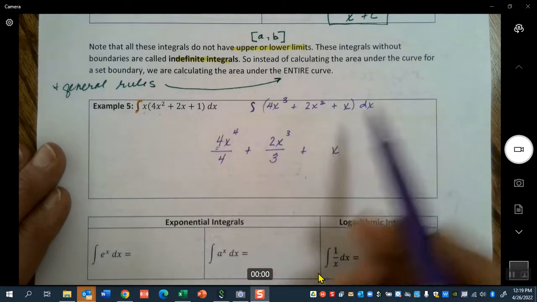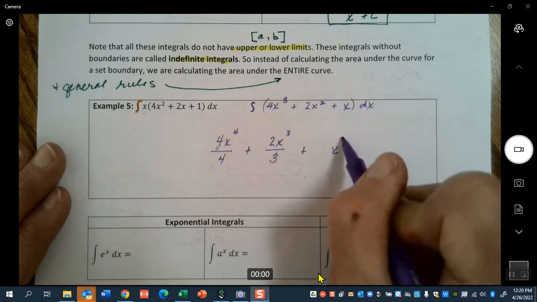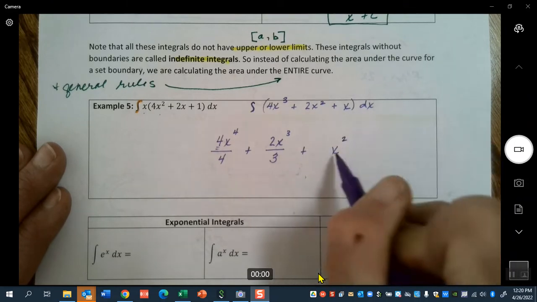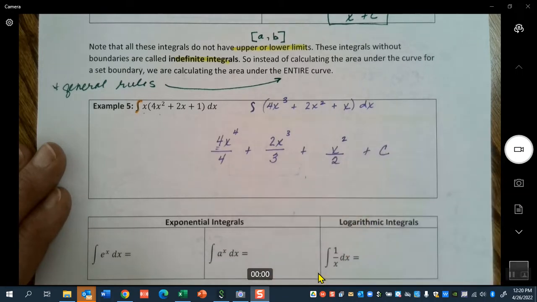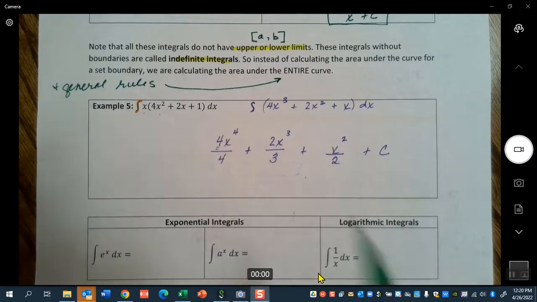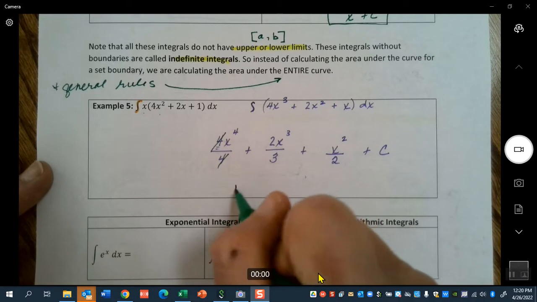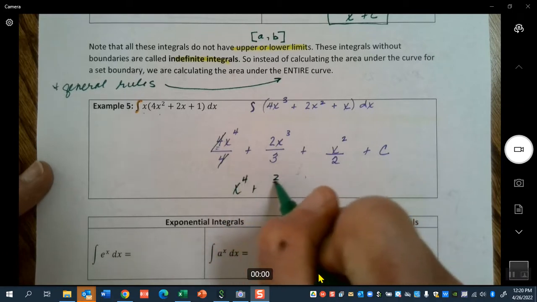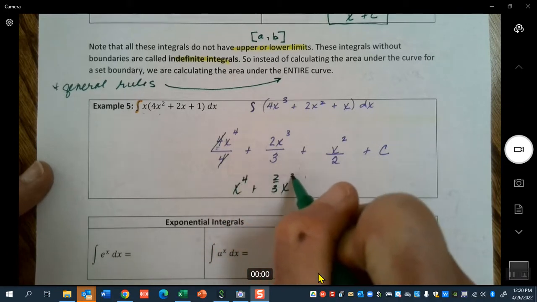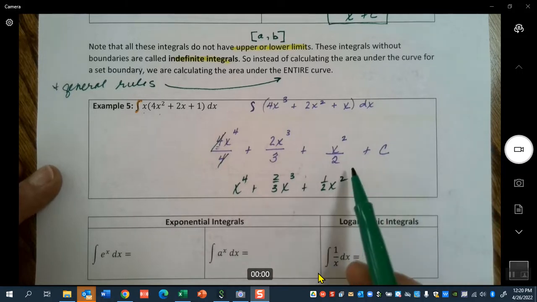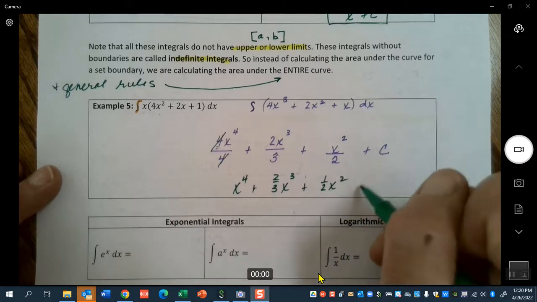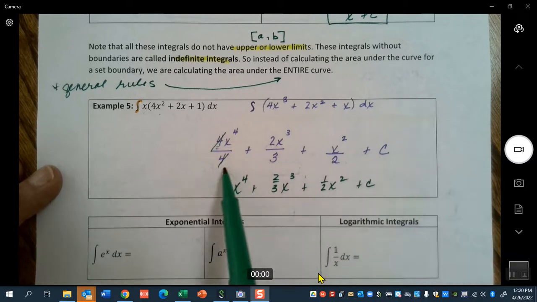No coefficient here, so I'm going to go to the 1 more, divide by that new exponent, and then of course don't forget your plus c. Now if I can simplify, I will. So these 4's will cancel out. X to the 4th plus 2/3 x cubed plus, whether you call this 1/2 x squared or x squared over 2, doesn't matter. But then don't forget your plus c as your final value.